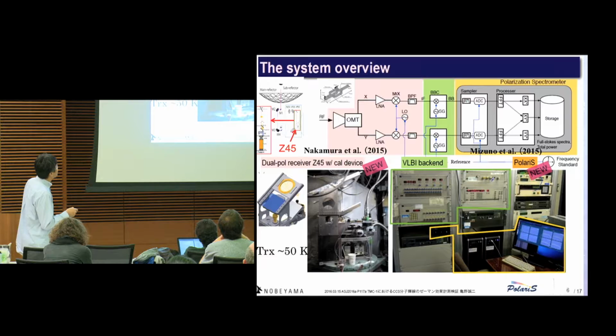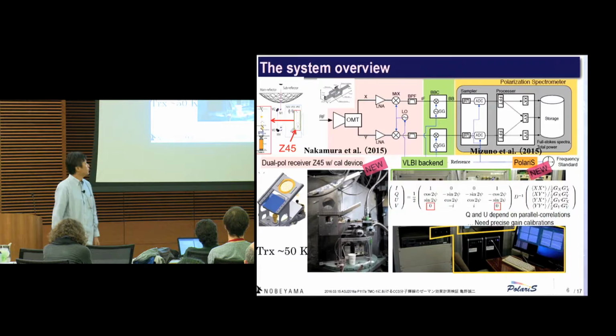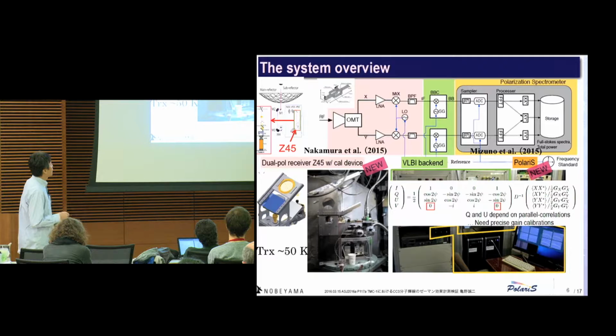As a back end, we developed a spectrometer called Polaris, which is a software polarimeter having a very fine frequency resolution of 60 Hz. In this system, the incoming signal goes into the receiver system from here, and the signal is separated into two linearly polarized components with the newly developed OMT, orthomode transducer, and the two components go into the backend. And here, we take the cross-correlation of the two linearly polarized components to derive the Stokes parameters.